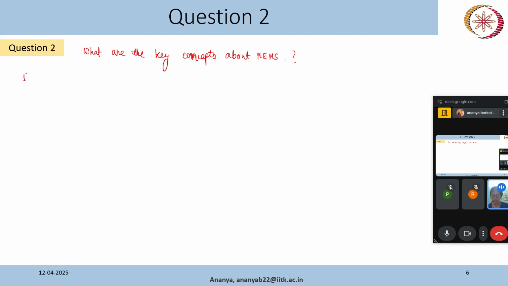So the first thing that we know is that MEMS systems are made up of, so what are the things? There are 4 components in a MEMS system. What are these?